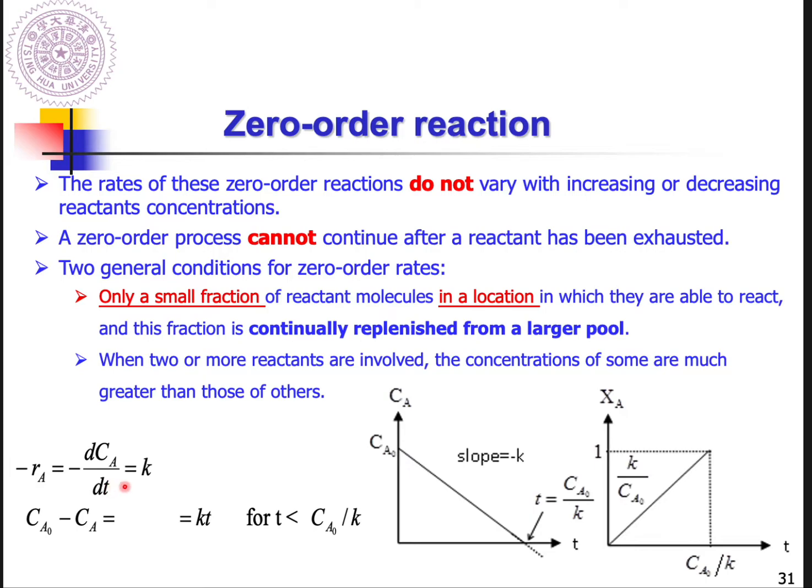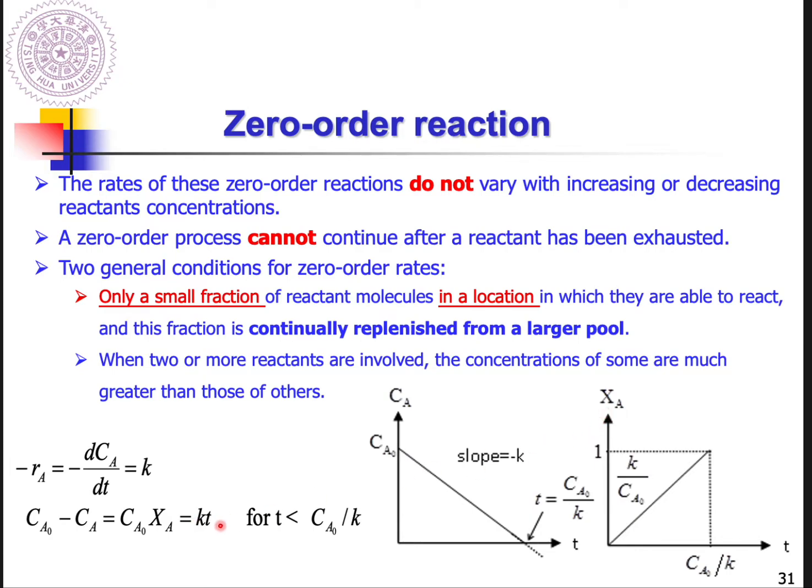And you also move the dt to here and take the integral on both sides. So this is the integral method, so we always take the integral, right? Then what we got is this result. And CA0 minus CA is what? The fractional conversion XA times CA0. So if you try to plot CA as a function of t, then the slope you get will be minus k, right?